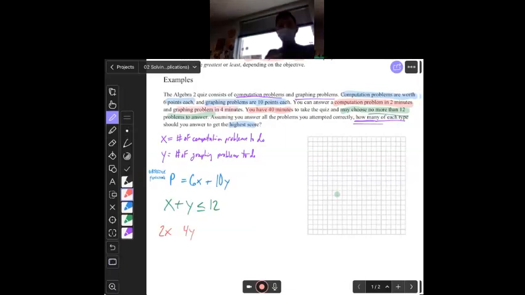Well, if I take the amount of time I do one thing plus the amount of time I do the other thing, I should get my total amount of time, which is the 40 minutes we have. But then again, how do we arrange our inequality? Is it less than? Is it greater than? Is it less than or equal to? Is it greater than?